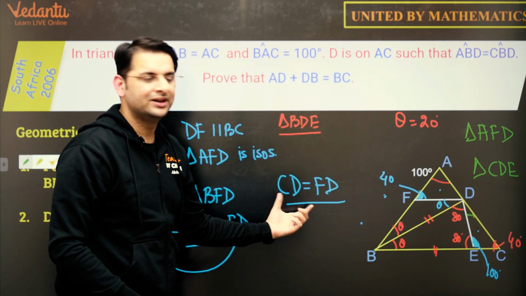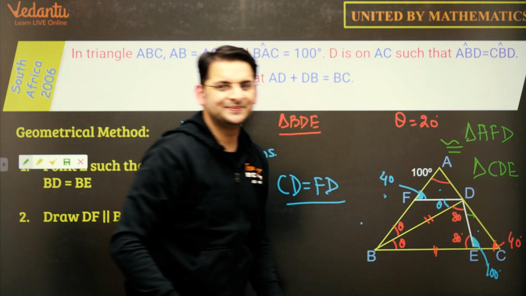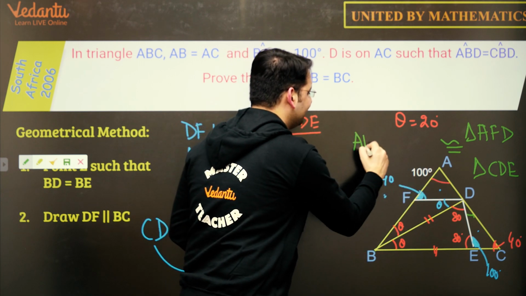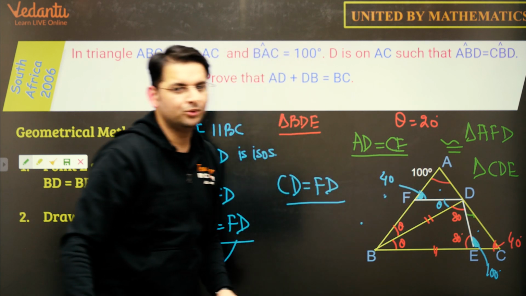This we've already proved. FD is equal to CD. So can I say these two triangles are congruent in nature? And if these two triangles are congruent in nature, I can say that AD is equal to CE. And this is what we wanted to prove.